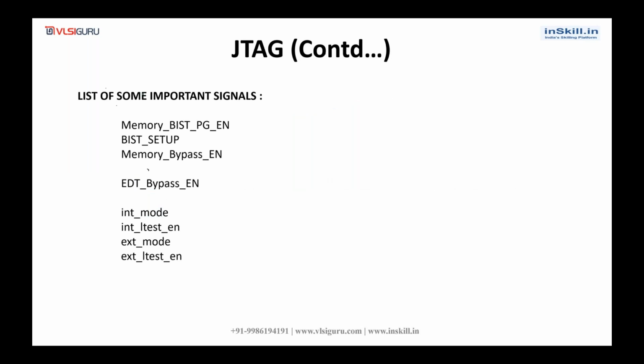Here, if you see, I have kept a list of some important signals. These are just some important signals; apart from these, there will be many more signals like this. Now, if all these signals are to be controlled from the top level, and we have to allocate a top level port to control each of these signals, then what will happen?